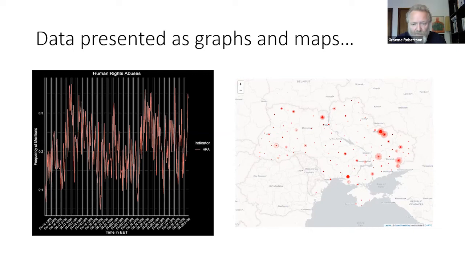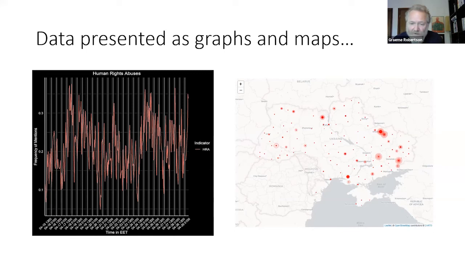And then on the right, you see the map where we geolocate each of these tweets, and the size of the circles represents the number of tweets from that place that refer to human rights abuses. And what you'll see in this particular two-week window is that the data really does line up with our broader understanding of the facts on the ground.